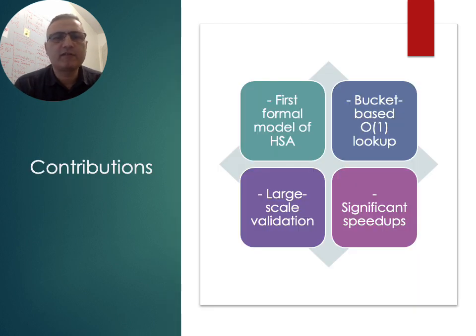The contributions slide. Our work offers 4 contributions. First, the first complete mathematical model of the Hussein search algorithm. Second, a bucket-based lookup framework that behaves like O(1) in practice. Third, large-scale validation on up to 2 million terms. Fourth, demonstration of significant speed gains over binary search, particularly for large vocabularies.